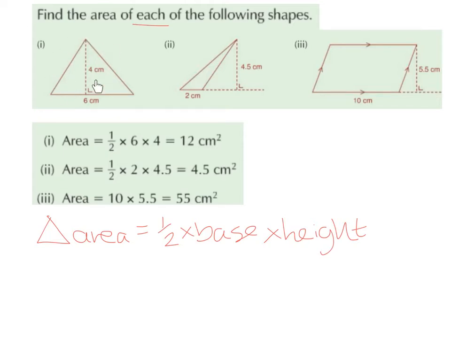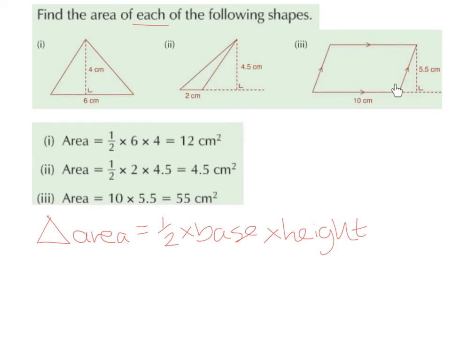So the area of this triangle is going to be a half times the base, which is 6, times the height, which is 4. Half times 6 times 4. Well, 6 times 4 is 24, and half of 24 is 12 centimeters squared. So the area of this triangle is 12 centimeters squared. We also have a triangle over here that has a base of 2 and a perpendicular height of 4.5. So half times 2 times 4.5 is going to be 4.5 centimeters squared.